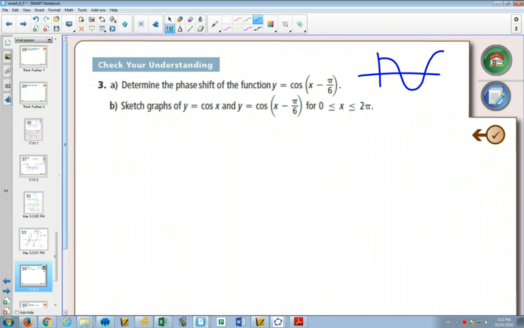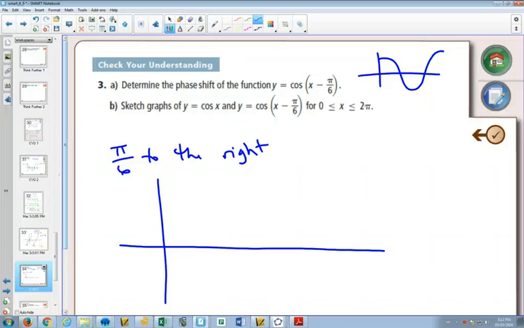So for part A, we know that it's going to go pi over 6 to the right. The way that we're going to graph all of our horizontal shifts is we're going to first graph our function without the horizontal shifts with a dotted line. So we're going to graph what I did up here in the top right, maximum 1, minimum -1.